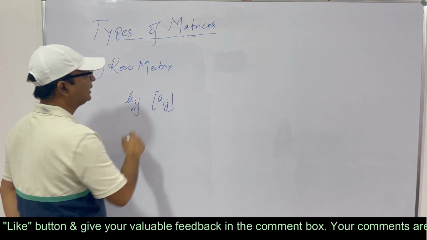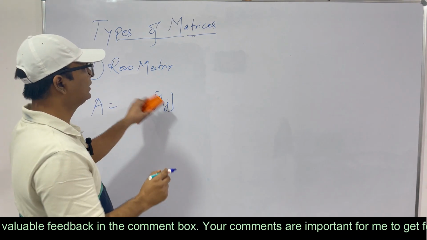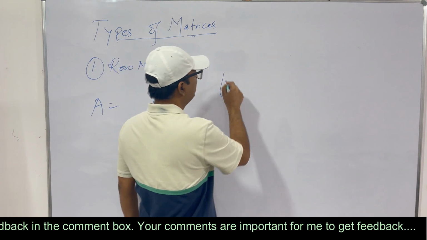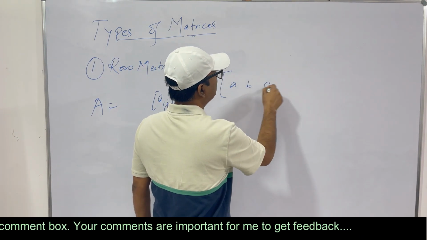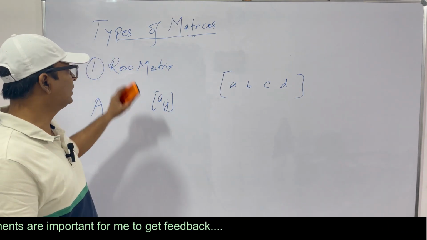If we have a matrix like this, A is equal to this, then it is a row matrix. That is, we only have one row. A, B, C, whatever be the number of columns, we have only a single row. That is called a row matrix.